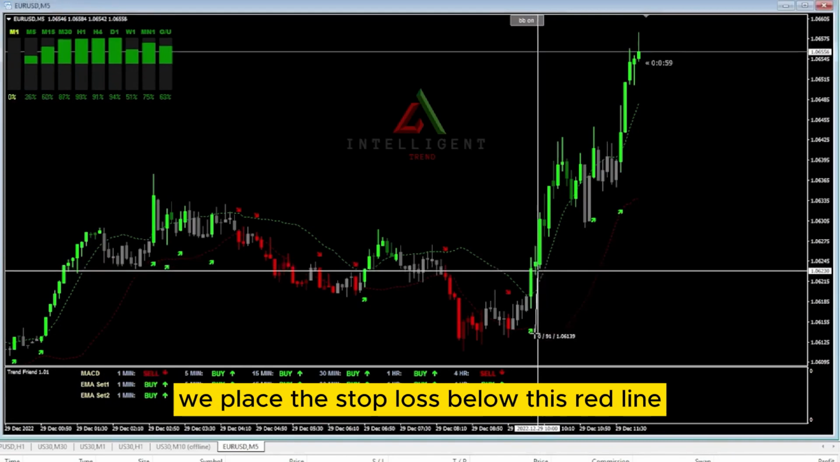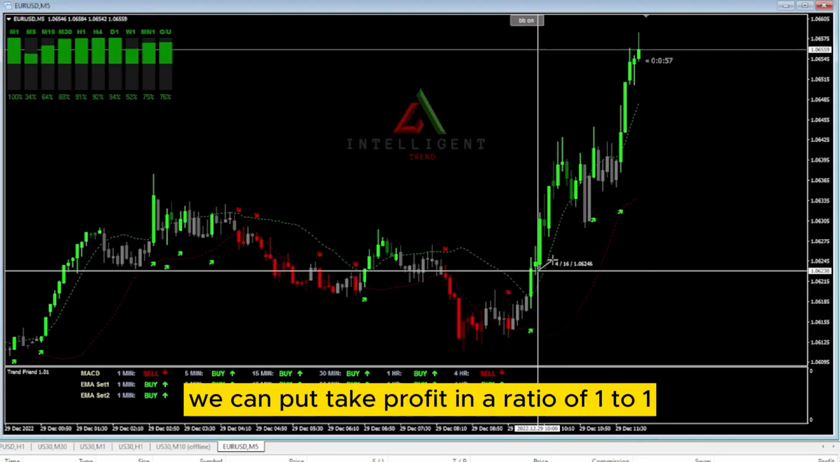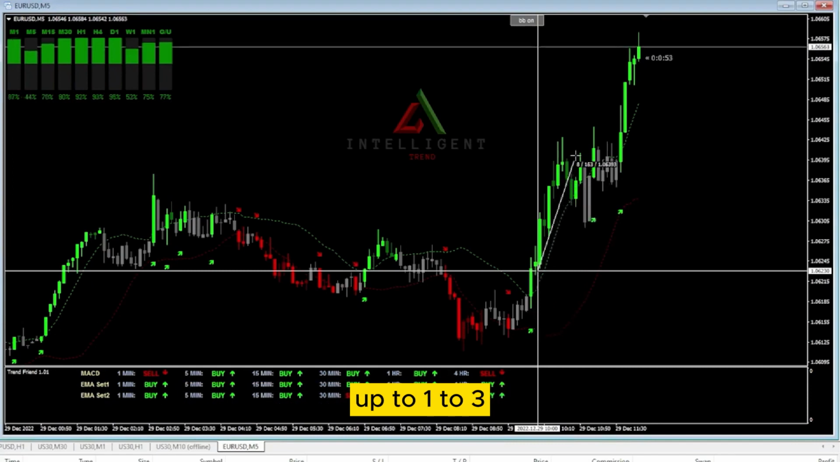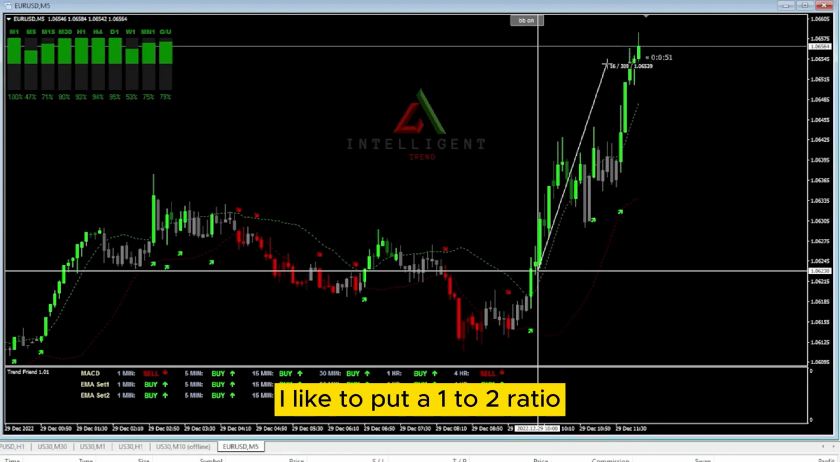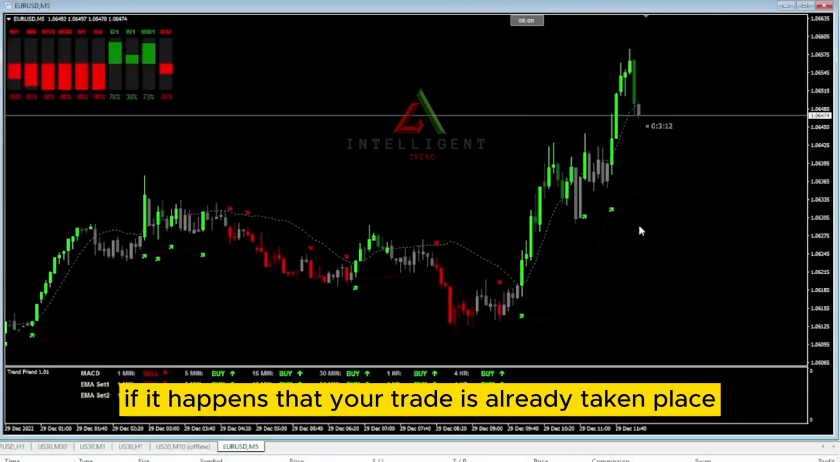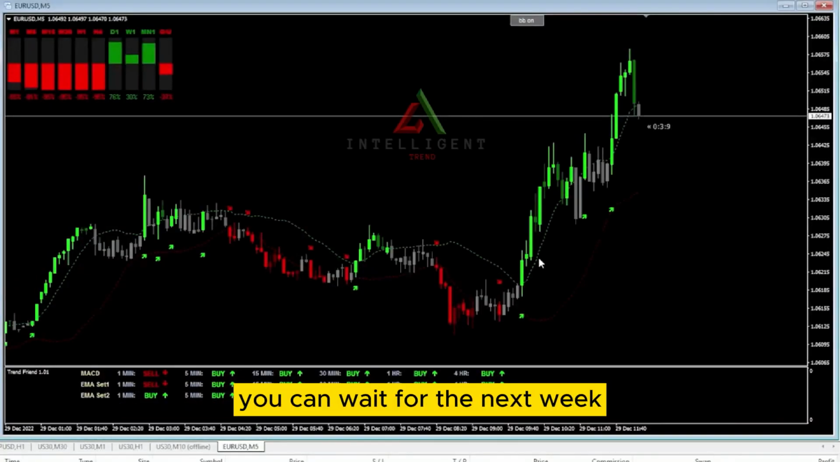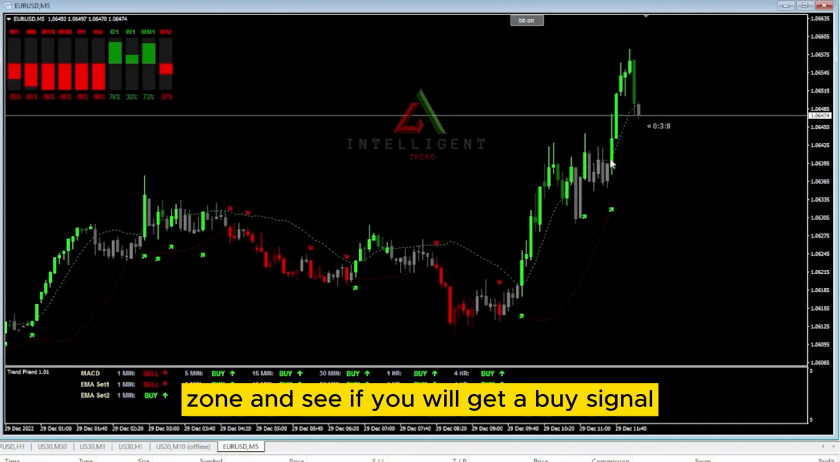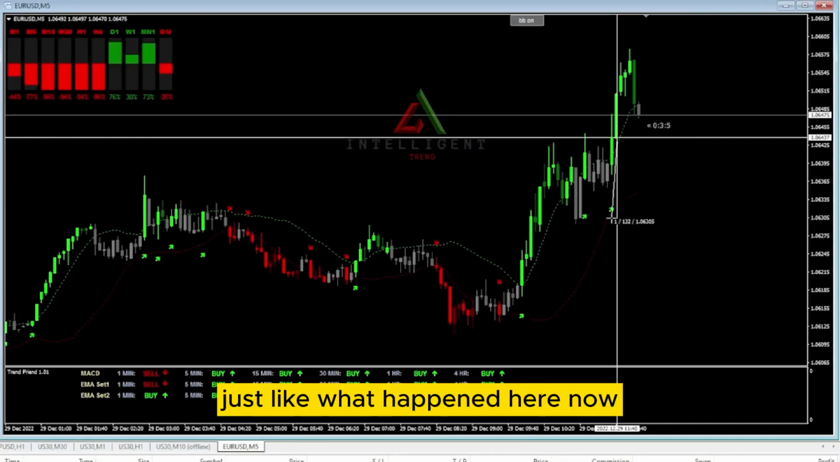We place the stop loss below this red line. We can put take profit in a ratio of 1 to 1 up to 1 to 3. It all depends on you. I like to put a 1 to 2 ratio. If it happens that your trade has already taken place, you can wait for the next weak zone and see if you will get a buy signal, so that you could join just like what happened here.